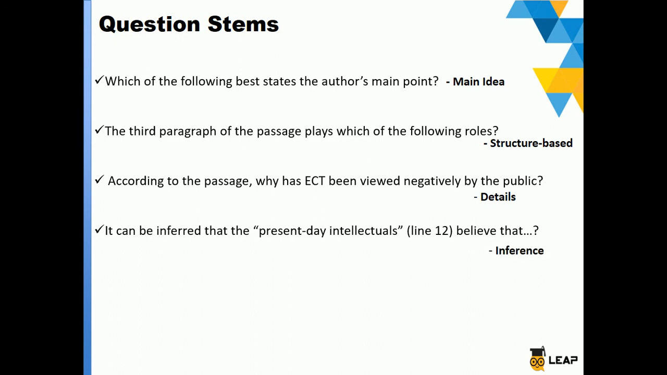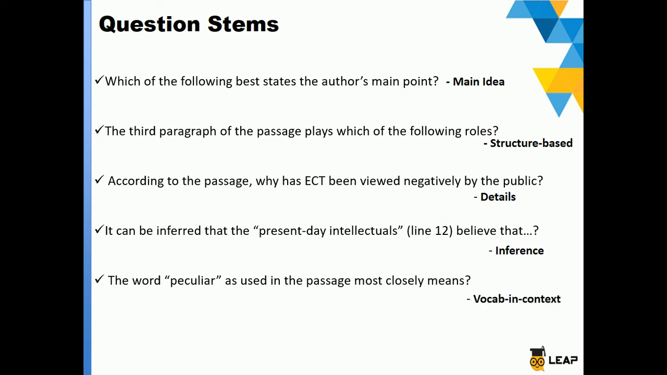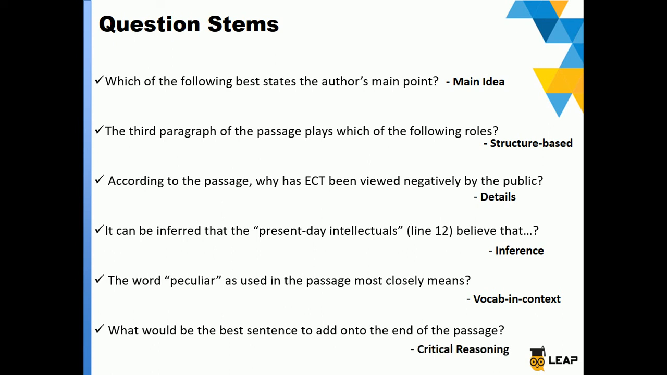Inference-based question is something very similar to what I already said. It is an inference. So another detail will be presented to you, and based on that detail, you have to make an inference, which is all obviously given in your answer choices. A vocab-based question has a question stem of this sort, where you're asked what a particular word might mean in context. And lastly, the critical reasoning question type is where you're asked what would be the best sentence to add on to the end of the passage. This is something that is adding on to the passage, right? It is an extrapolation. So this is a critical reasoning question.